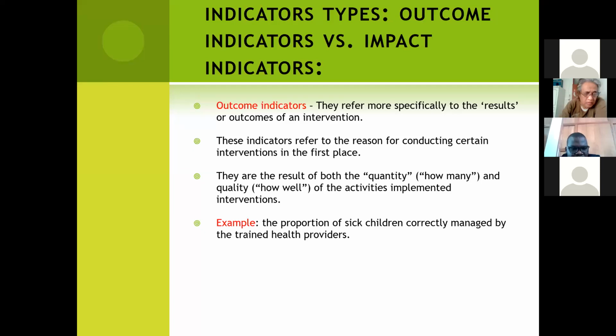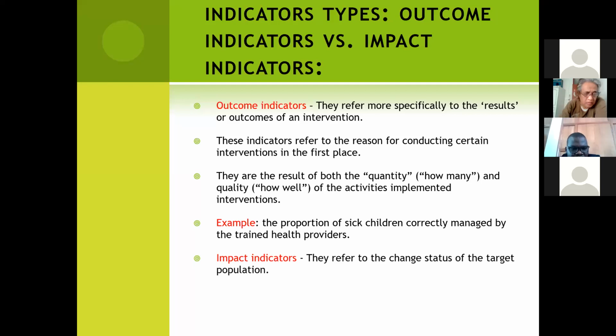And a very good example of outcome indicators is this example that we have here, like the proportion of sick children that are correctly managed by trained healthcare providers. We would want to be able to ensure that we are able to see. So we trained some healthcare providers, and maybe the output indicator for that was the number of trained healthcare providers. But now when you look at the outcome, we want to see these trained healthcare providers, how many children have they been able to correctly manage since the training.